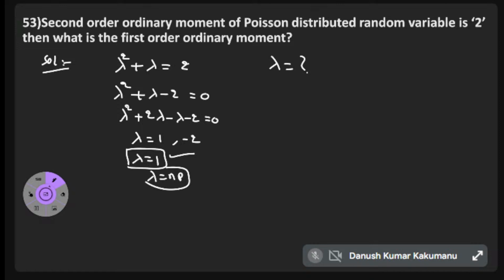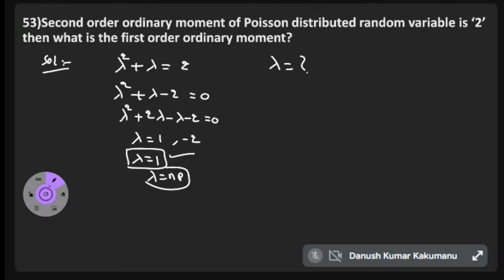This is clear now? Understood? No confusion? Instead of mean squared value, what is the word he is using here? Second order ordinary moment. Second order ordinary moment is given. What is the first order ordinary moment? First order ordinary moment means what? E of x is cleared over.